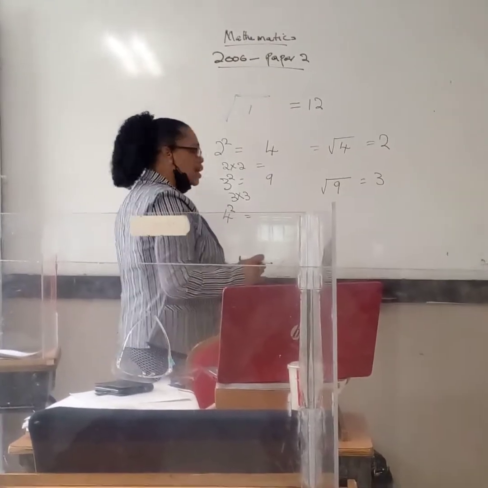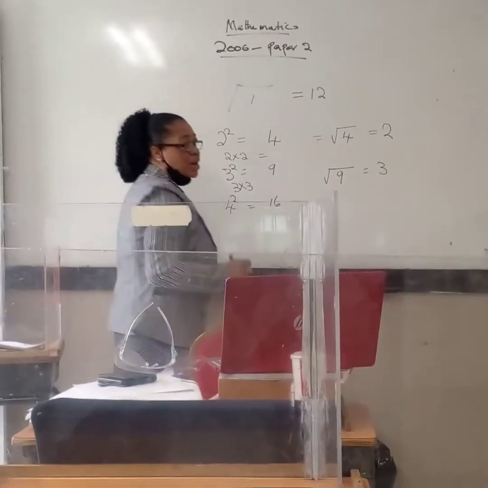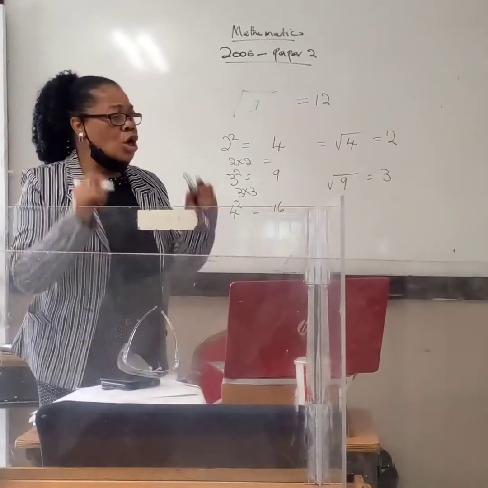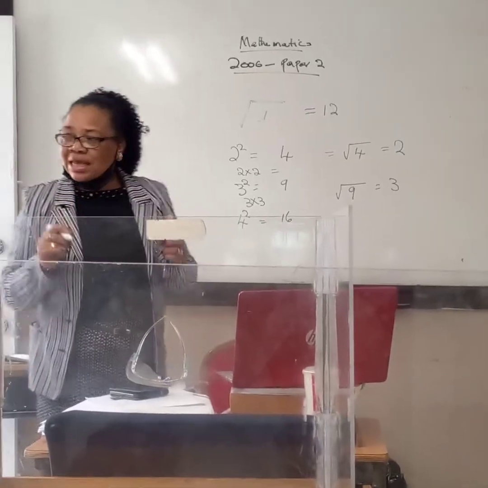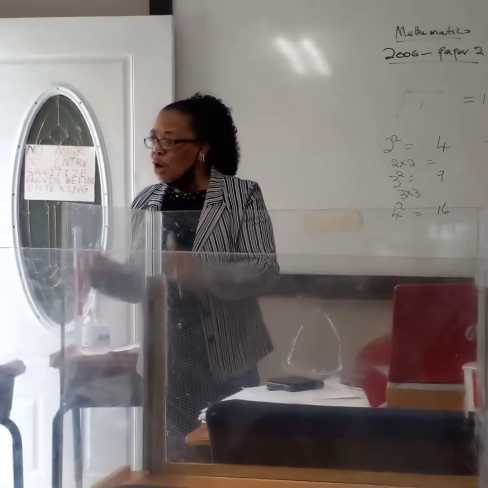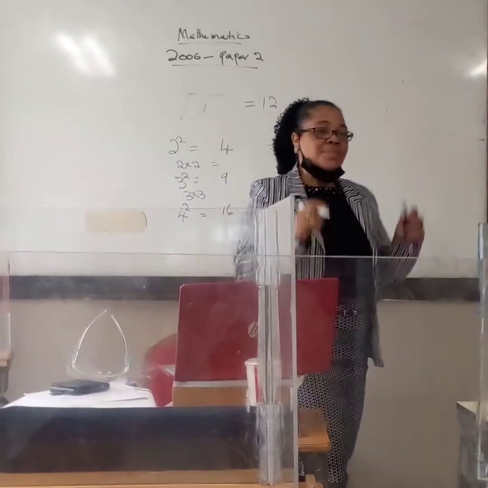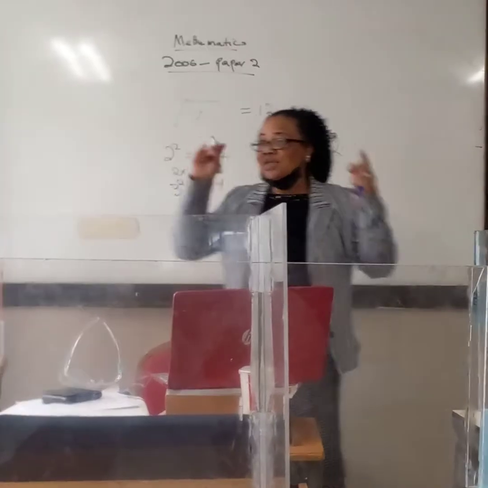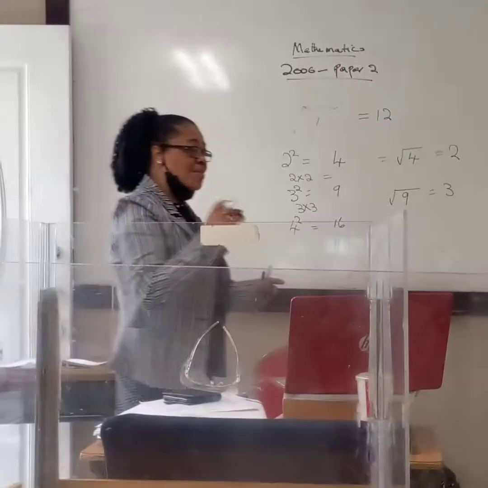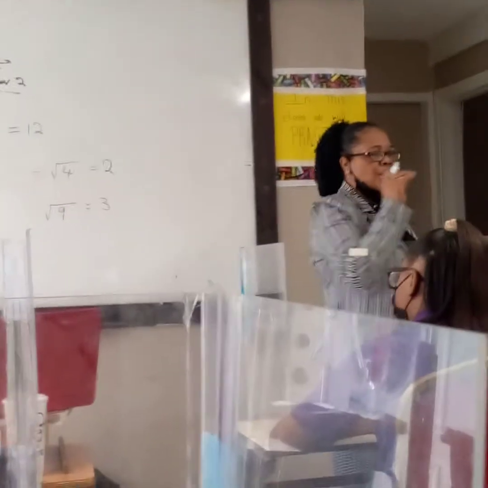Oh wow, we're not getting it. 16. It's 16. 4 squared is 16. What am I doing with a number when I square the number? I am multiplying the number by itself. Let's get that. What am I doing when I square a number, Julius? Multiplying the number by itself. What am I doing, Avashan? Multiplying the number by itself. What am I doing when I square a number? Multiply the number by itself.